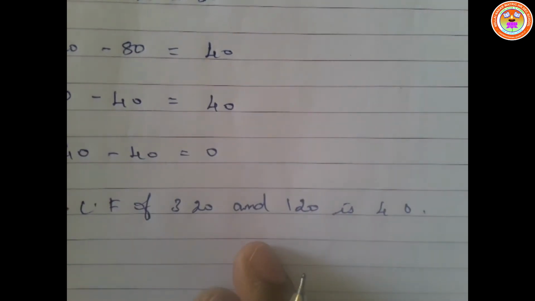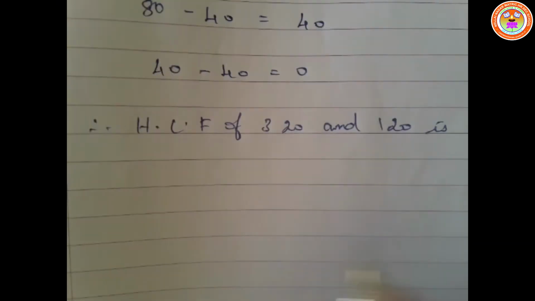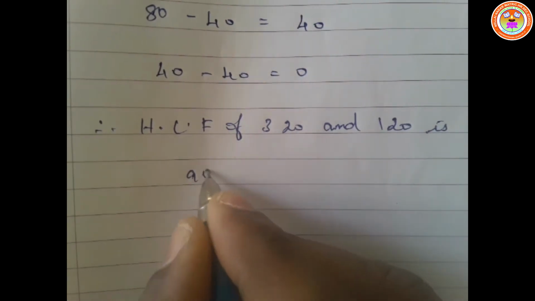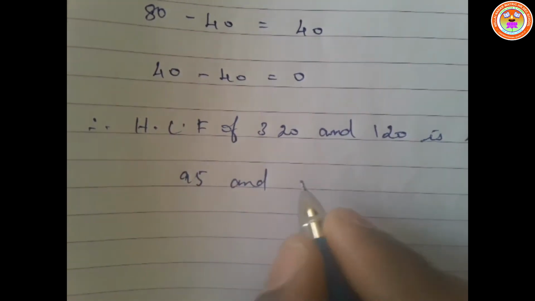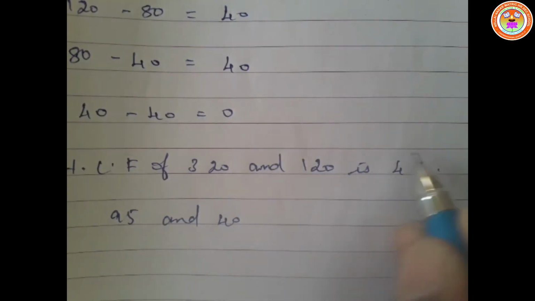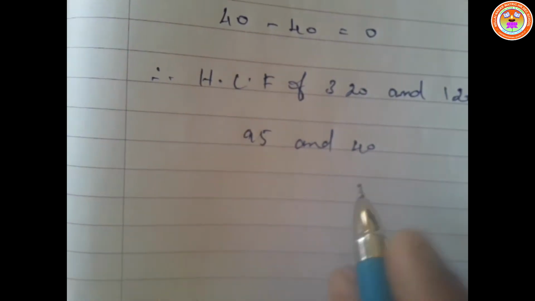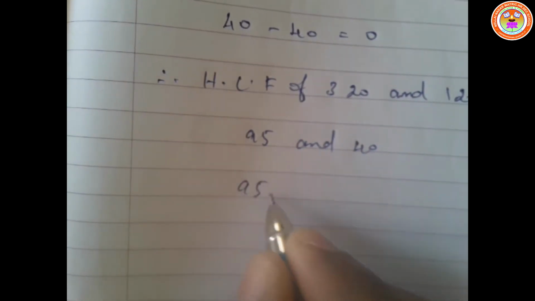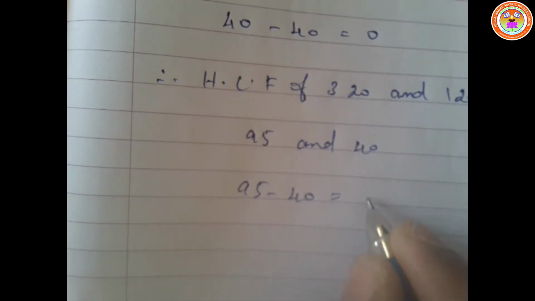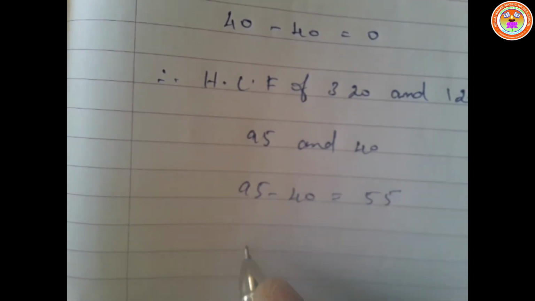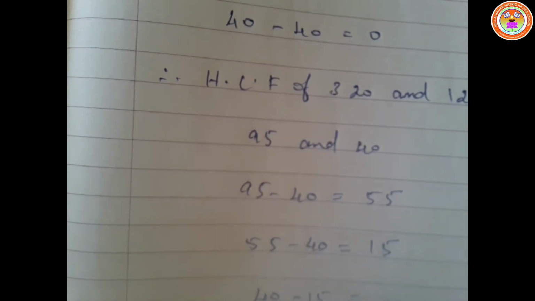The sum is not yet over because they have given three numbers. Only two numbers we found. One more number is there. So that number is 95, and we find the HCF with this 40. For this number 40 and 95, we have to use the repeated subtraction method. So 95 minus 40. What is the answer? It's 55. Compare these two numbers. 55 minus 40 is 15. So 40 minus 15, you are getting 25.